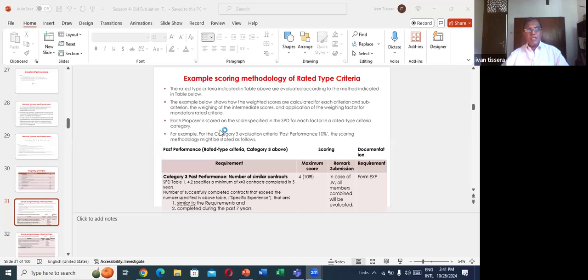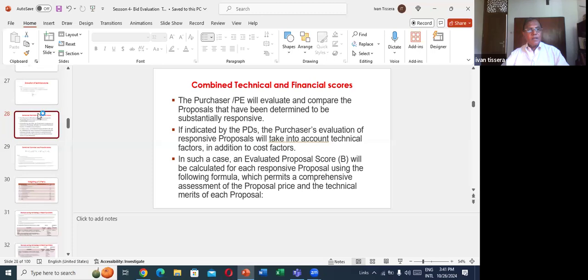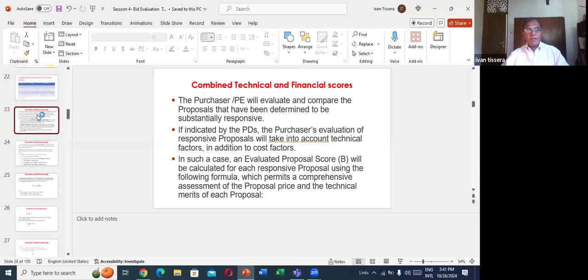Each proposal is scored on the scale specified in the SPD for each factor in a rated type. Here, there are a number of evaluators, say 3 members, and each member does this. For example, for category 3, past performance, they have given only one example. Past performance, we have given 10 marks, I think, earlier. Here, 10 marks.